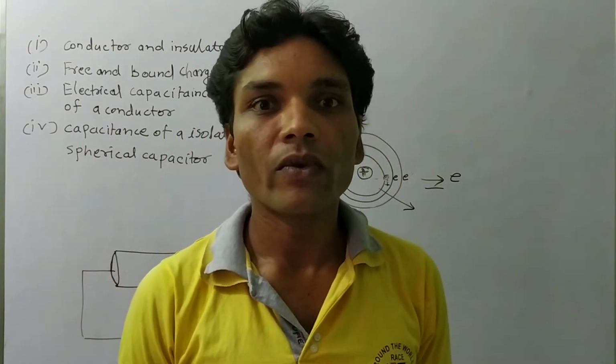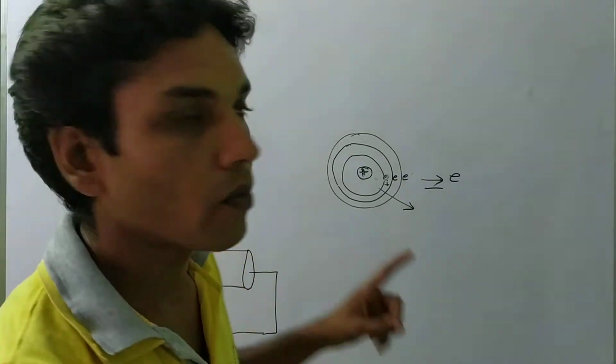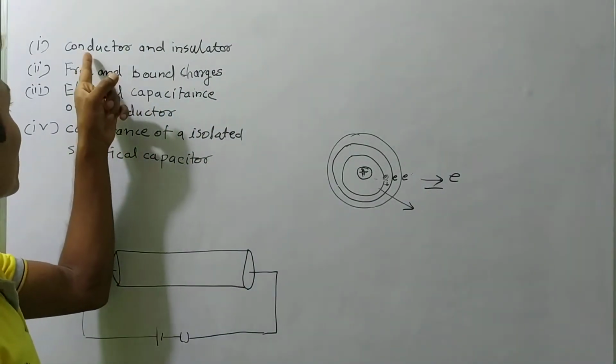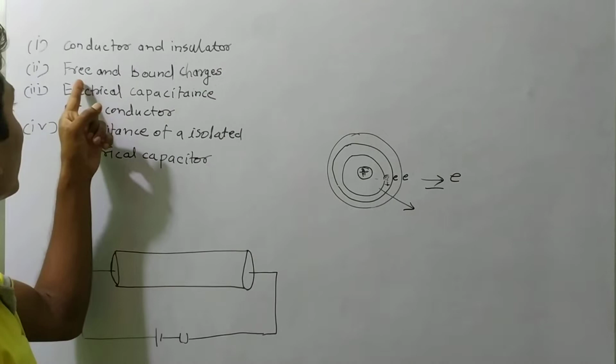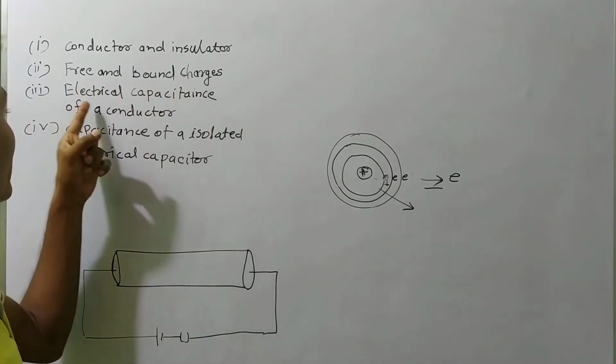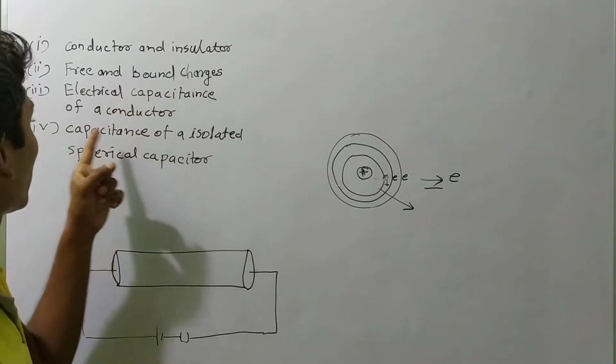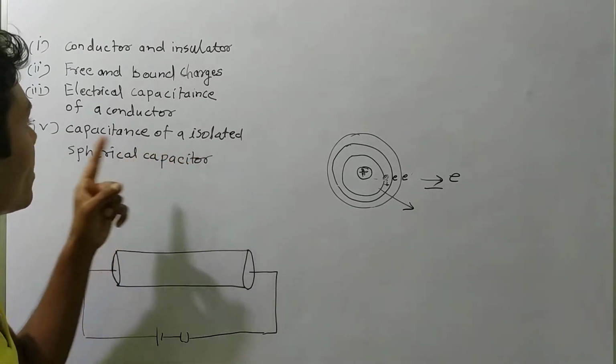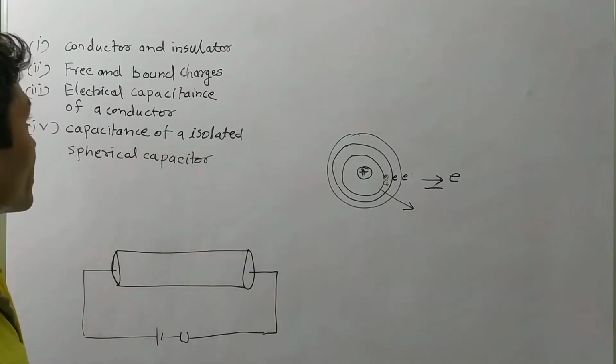Students, we have to learn today about 4 points. First, conductor and insulator. Second, free and bound charges. Third, electrical capacitance of a capacitor. And fourth, capacitance of an isolated spherical capacitor.